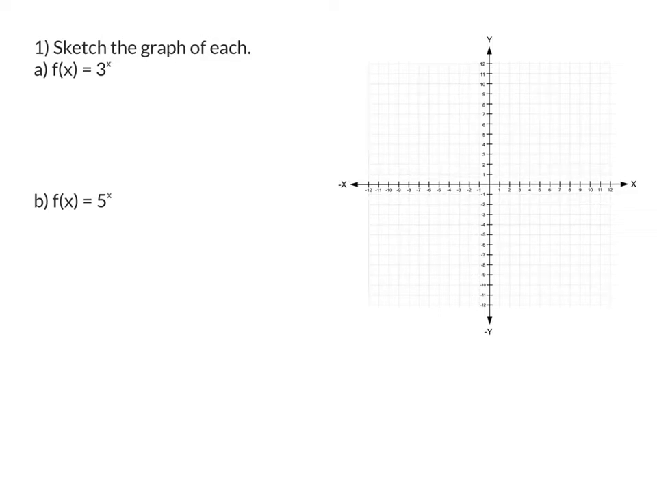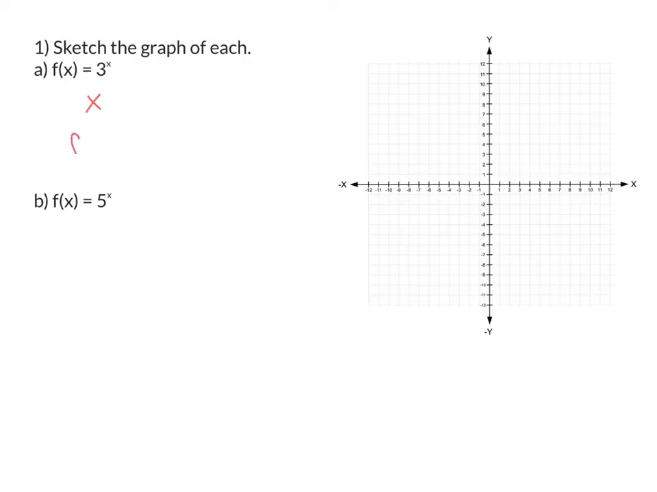Hello. In this video, we're going to be graphing exponential functions. So let's go ahead and start by making an XY chart for both of these functions. Part A, the function is 3 to the x power. It's called an exponential function because my variable, notice, is in the exponent. So I'll make the XY chart.